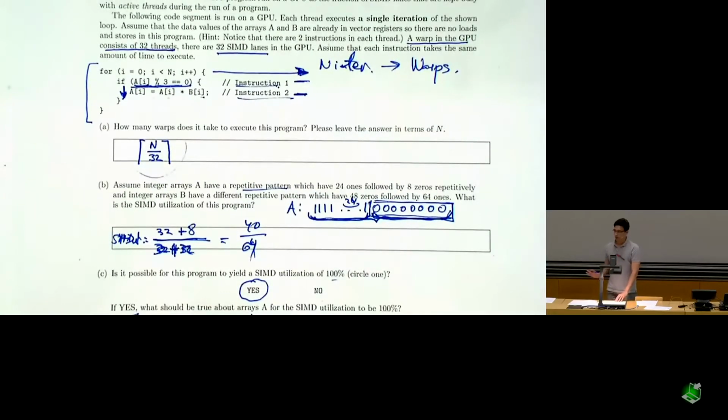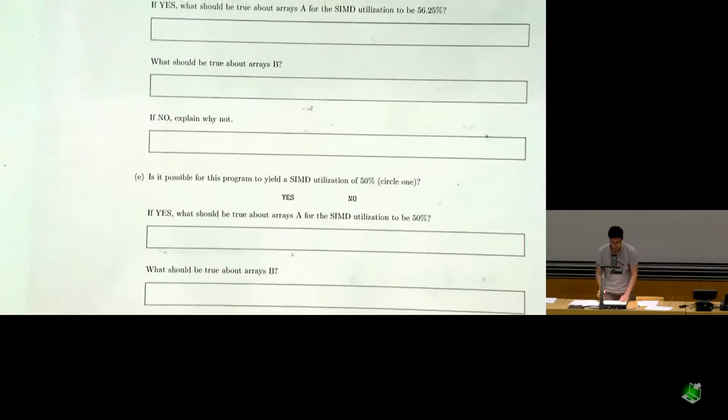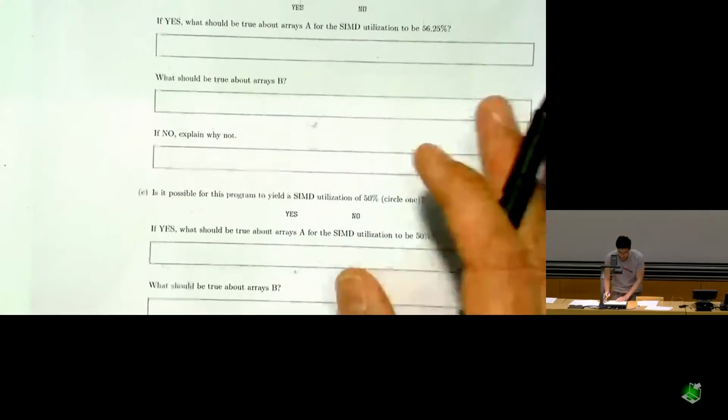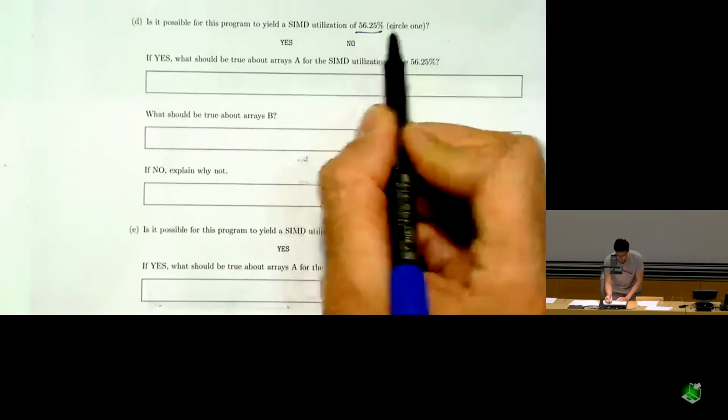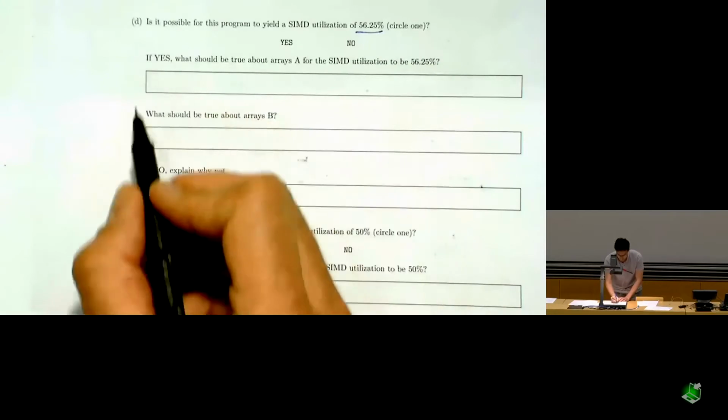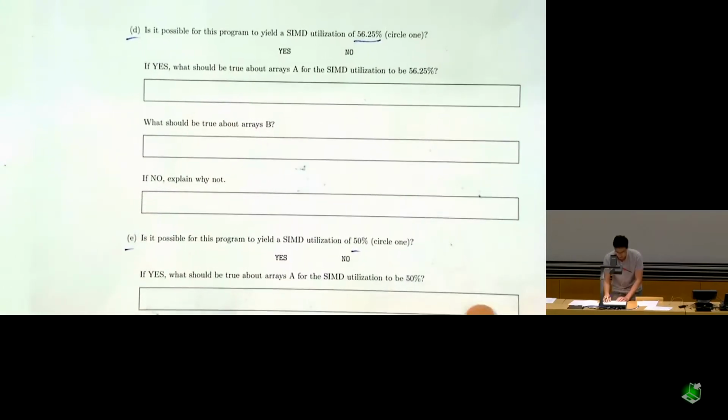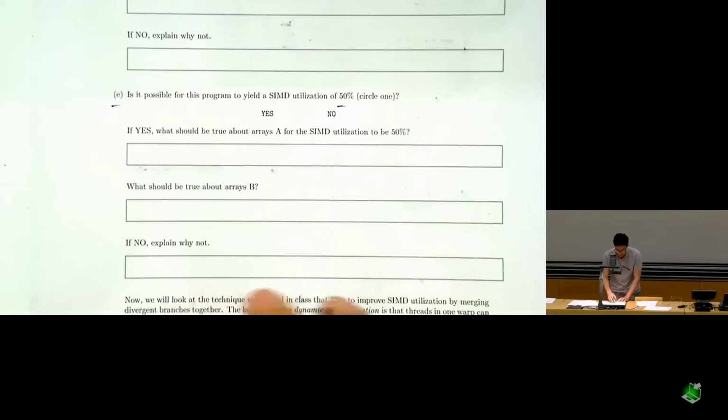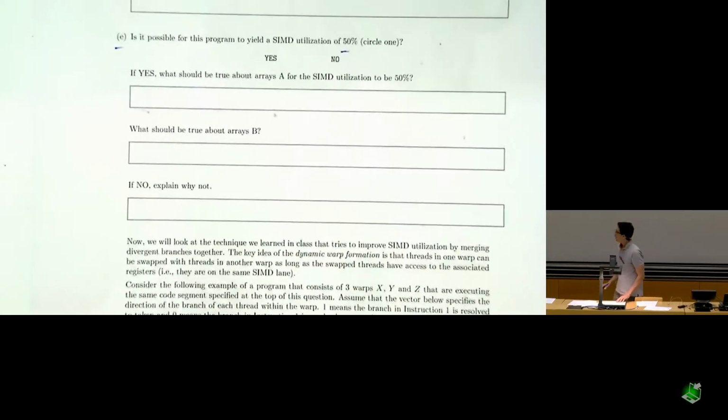We are going to stop here because we run out of time. The rest of the exercise is very similar. You already know how you have to reason about this exercise. Parts D and E are very similar questions, but the SIMD utilization percentage is different. You can reason in a similar way. And the very last part is actually quite easy.